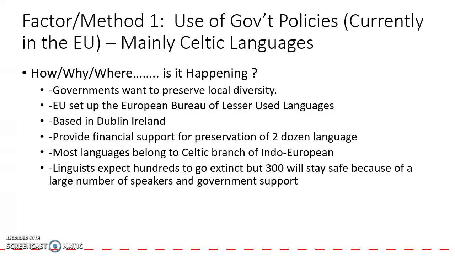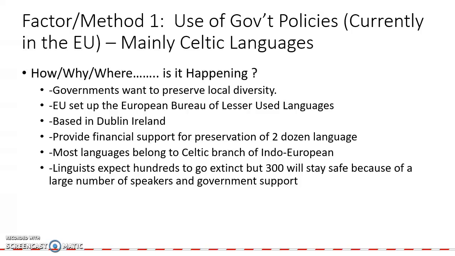So again, on this chart, when we're looking at the factor, the method, the first is the use of government policies. It makes sense that you would use the government because the government has access to resources and access to money and policies and laws. Currently, they're doing that in the European Union, mainly to revive these original Celtic languages. So please, in your first box on your chart, completing this in your notebook, you're going to explain how, where, and why this is actually happening.